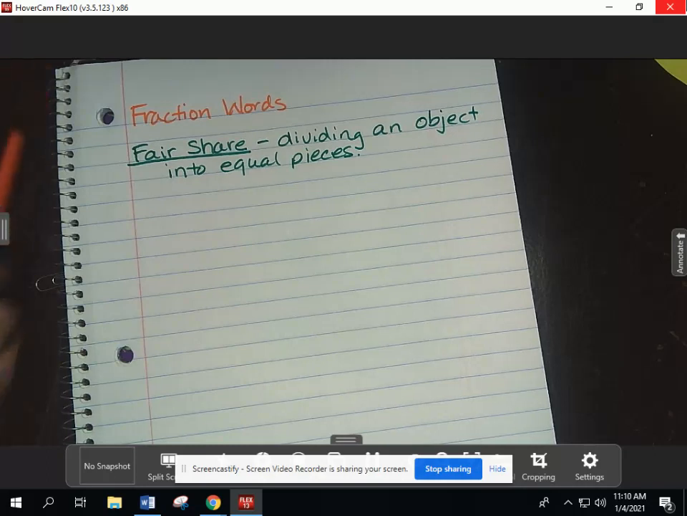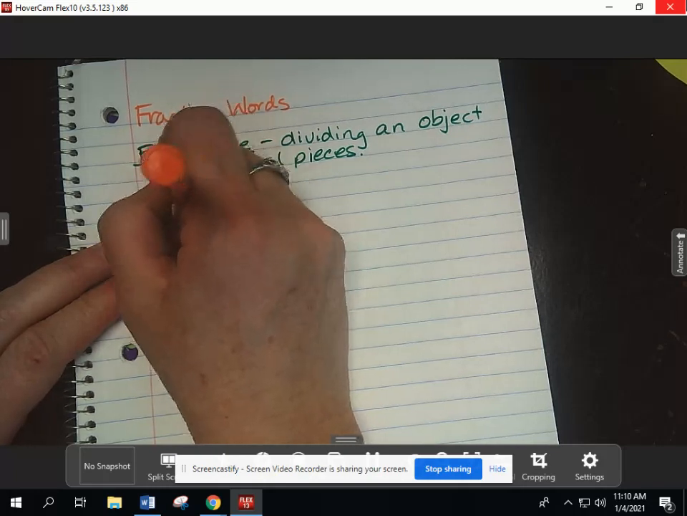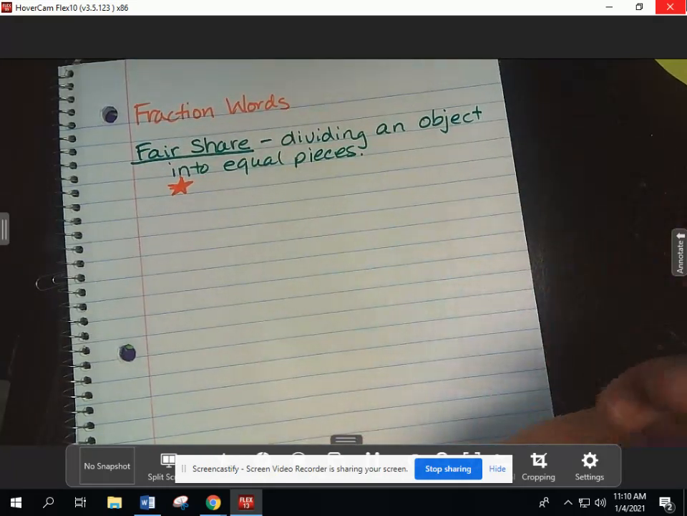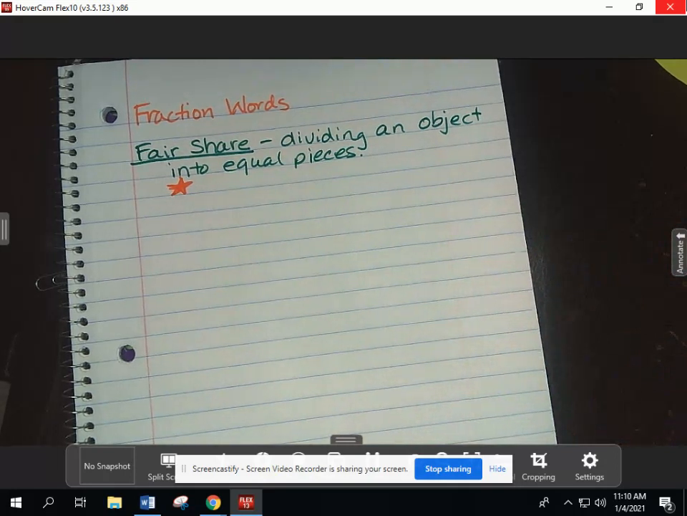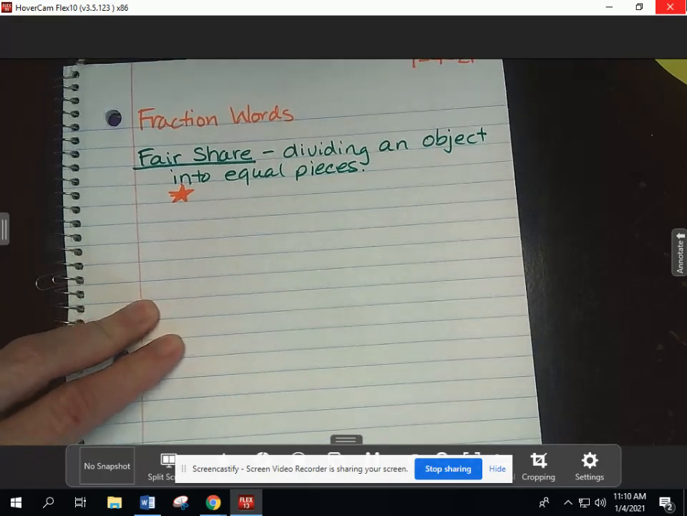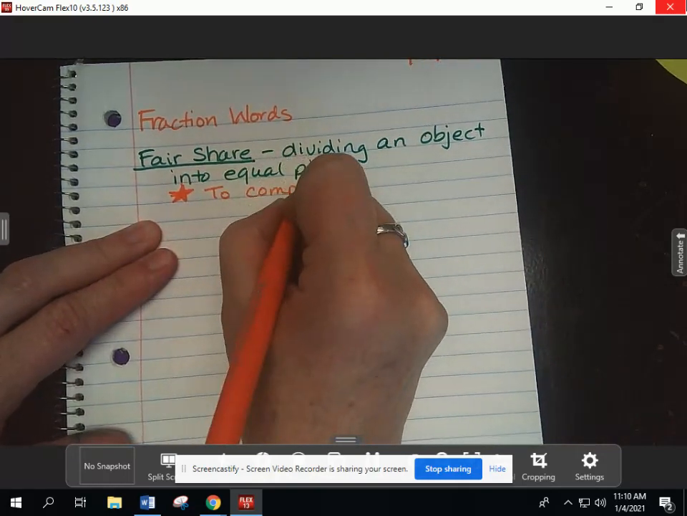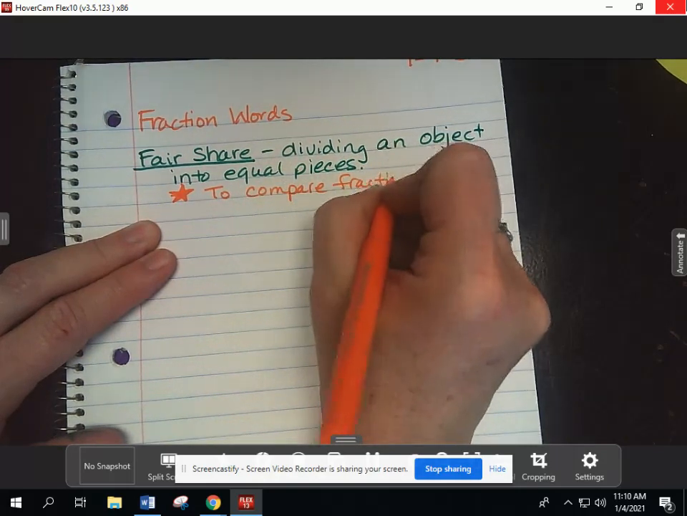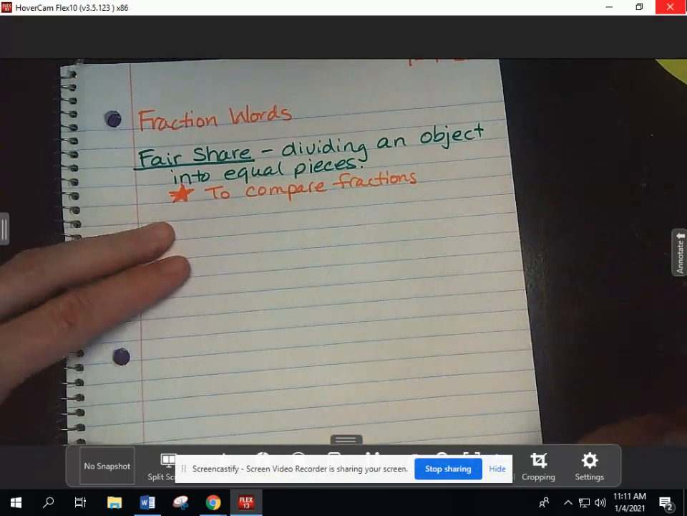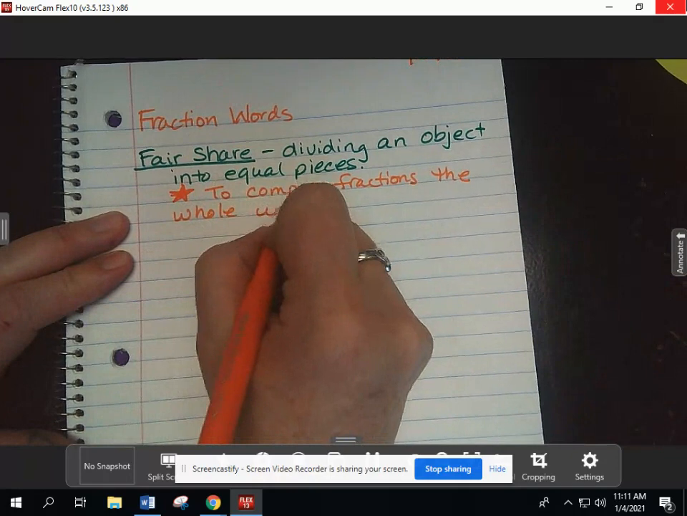But we need to remember something else, and I'm going to write this in another color, and I am going to star it. This is important. Because if you're going to compare fractions, the fractions you're comparing need to be the same whole unit. So I'm going to write that down. To compare fractions, or in other words, if you're going to divide the fractions, the whole unit.